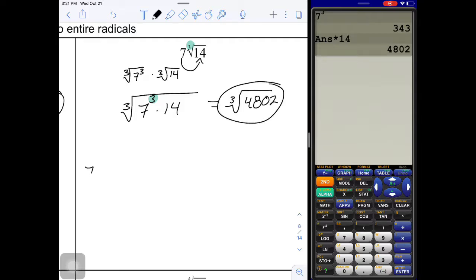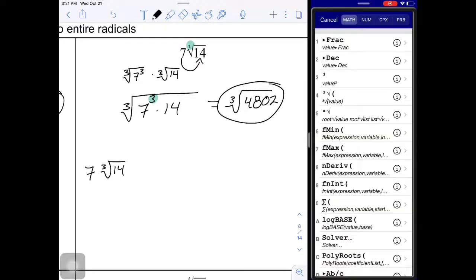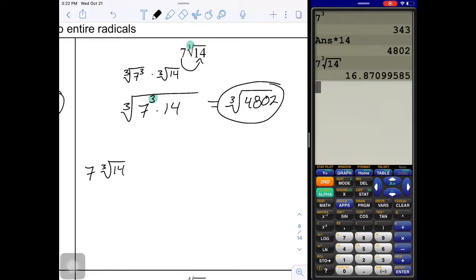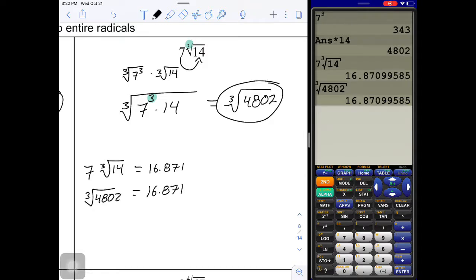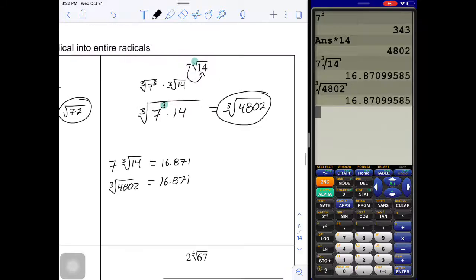And again, we can check our calculator. So let's plug this into my calculator. 7, math, cube root 14. That equals 16.871. And let's do the cube root of 4,802. That gives me the same number, because it is the same number, it's just represented in a different way.